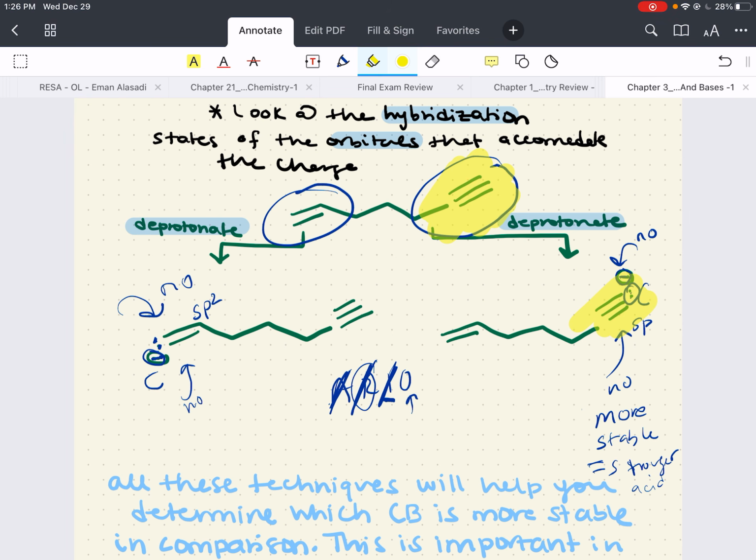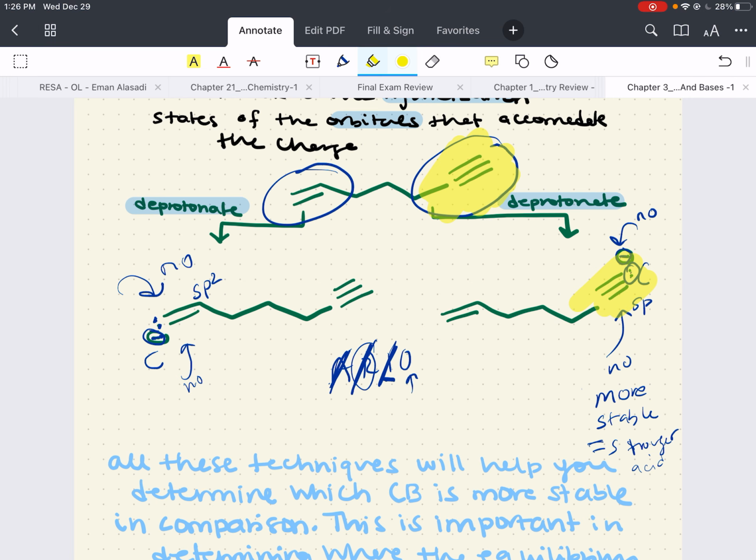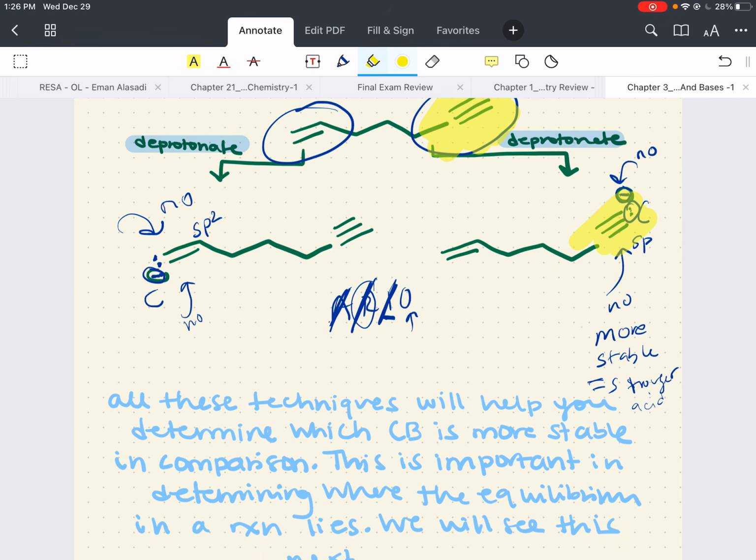So the whole point of OREO, of all these techniques, is to help you determine, after you've deprotonated a molecule, which conjugate base is more stable in comparison. And then from that, determining which one is a more stable conjugate base is going to help you determine which molecule in its protonated version is the stronger acid. The more stable conjugate base is the stronger acid when protonated.